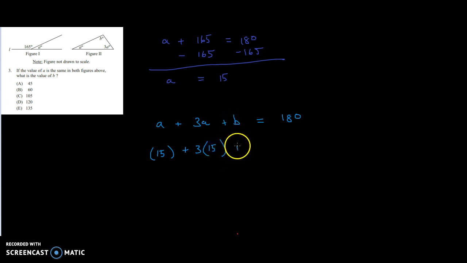So I'm just going to do that here. Plus B is equal to 180. And then, all right, well then let's see what this is. So that's just going to be 15 plus 3 times 2, that's 45, plus B is equal to 180. 15 plus 45, that's 60. So really what we get down to is we have 60 plus B is equal to 180.